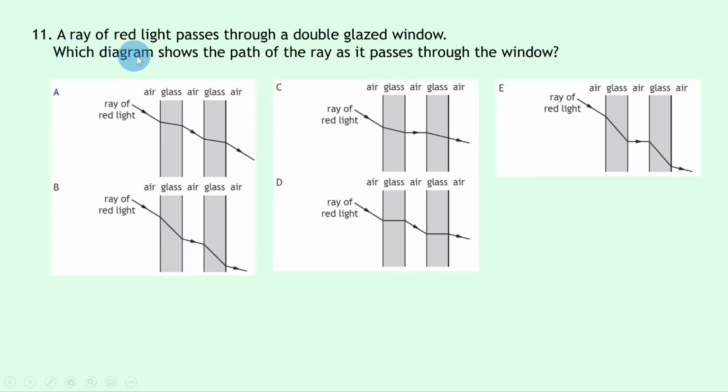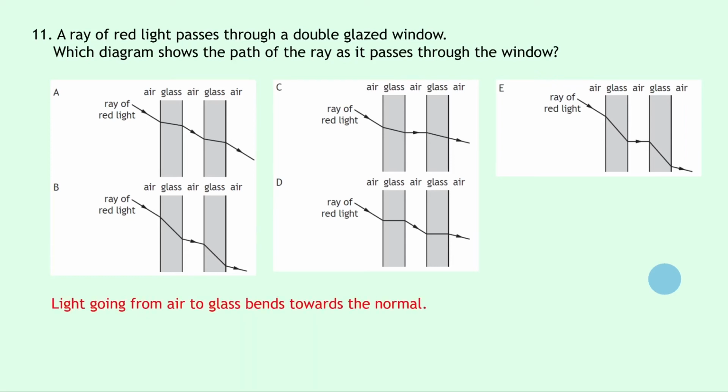Question 11 says a ray of red light passes through a double glazed window. Which diagram shows the path of the ray as it passes through the window? Well, to answer this, we need to remember 2 key things, which is that when light goes from a less dense material like air into a more dense material like glass, it's going to bend towards the normal, whereas the opposite is also true. So when light goes from a more dense material like glass into a less dense material like air, it's going to bend away from the normal.